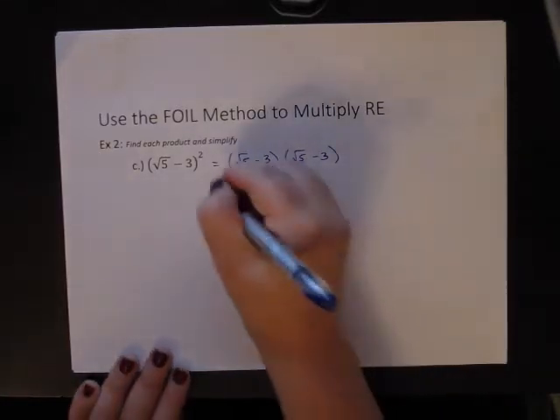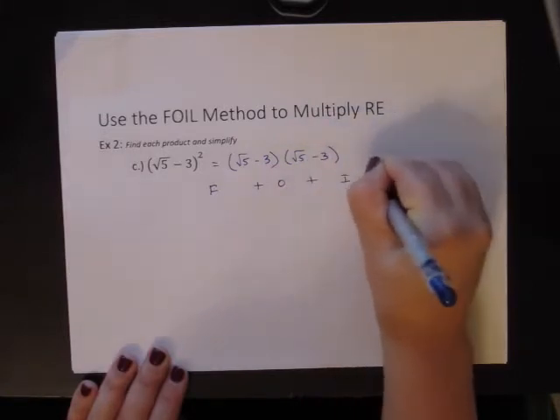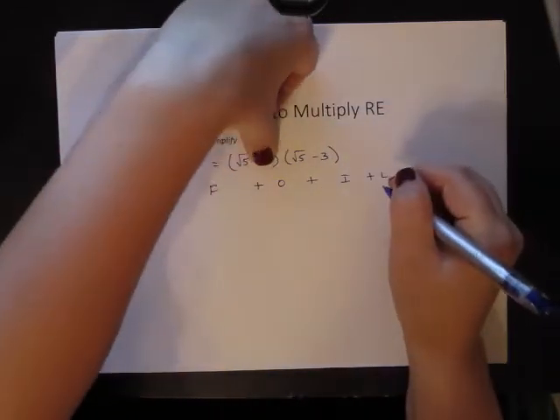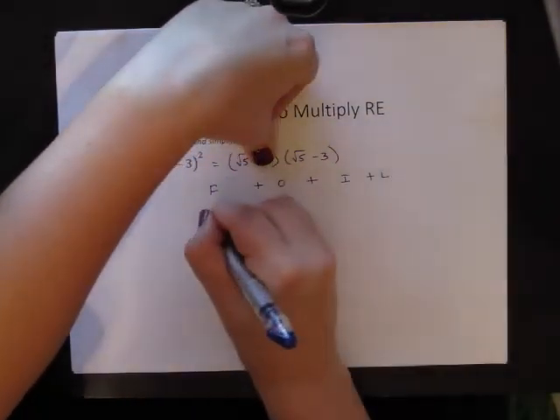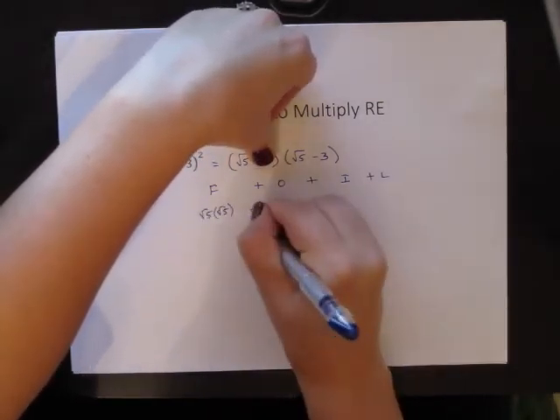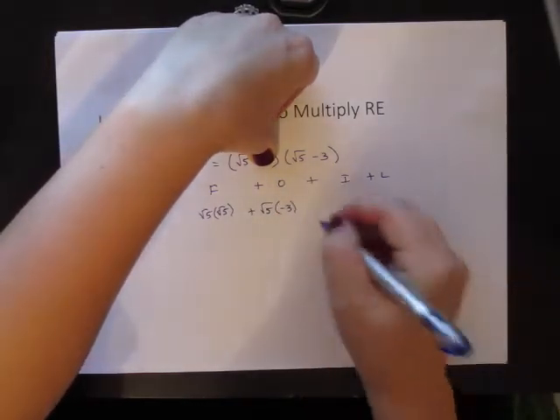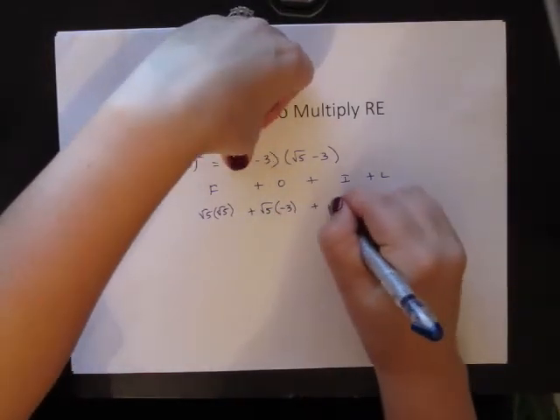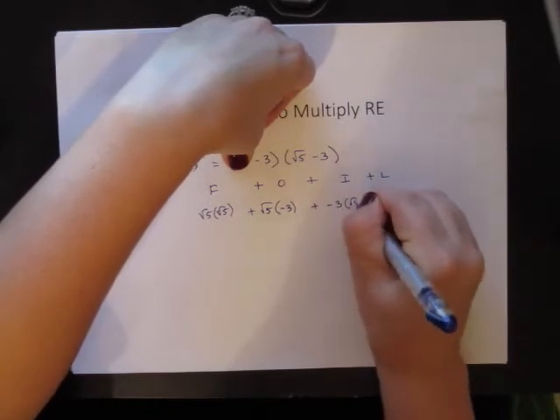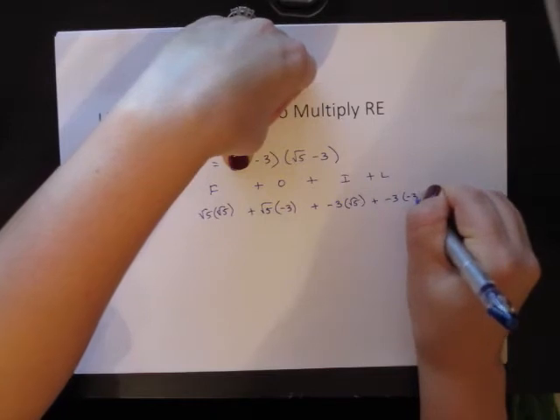Okay, so when I see two binomials, the first thing I'm going to do is I'm going to write F plus O plus I plus L. I'm going to cover up my second term, and I'm going to go the square root of 5 times the square root of 5 for my first, plus the square root of 5 times negative 3 as my outer, plus negative 3 times square root of 5, plus negative 3 times negative 3.